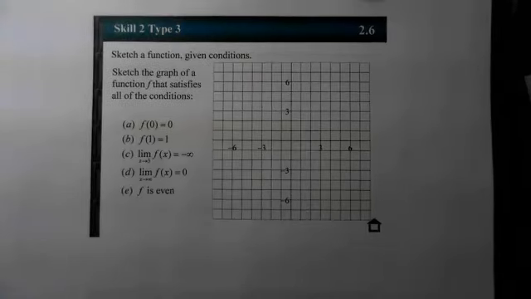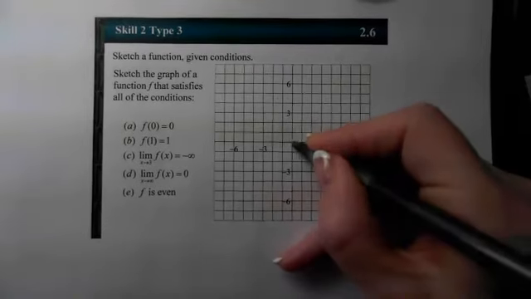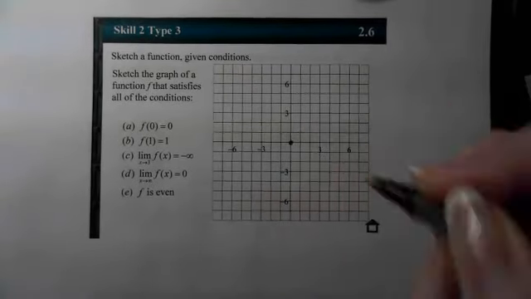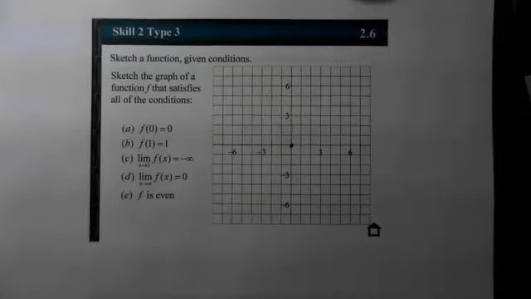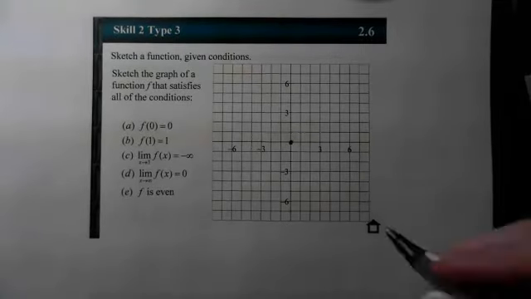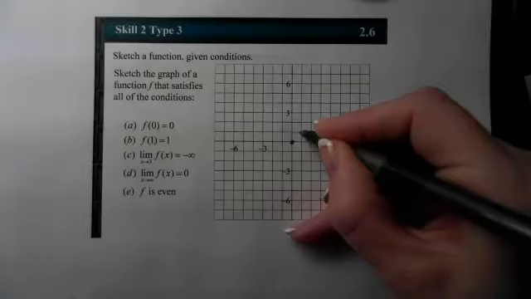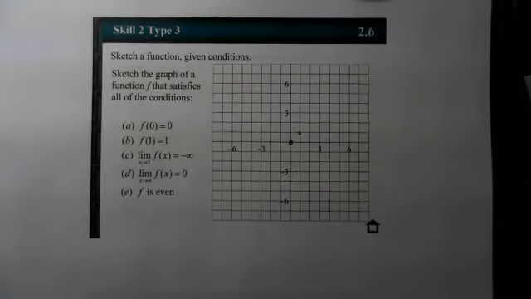So if we look at this, part A says f of 0 equals 0. Well, that's the same thing as telling me that the point (0, 0) is on the graph. Next, part B says f of 1 equals 1. So again, I have another point on the graph, (1, 1).